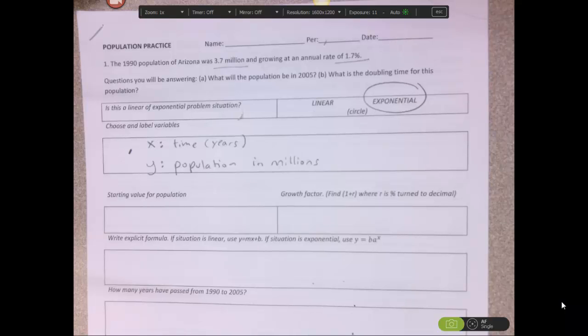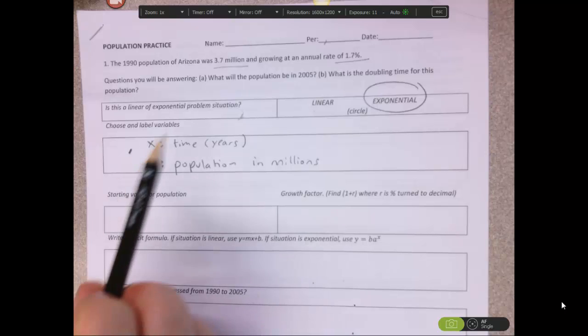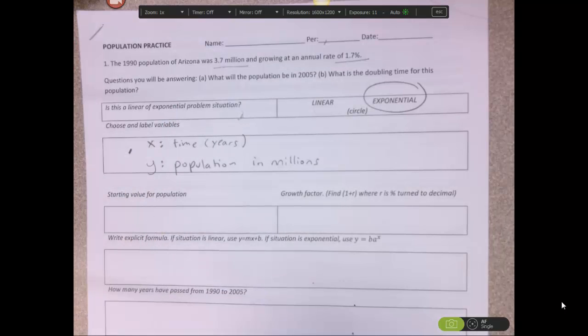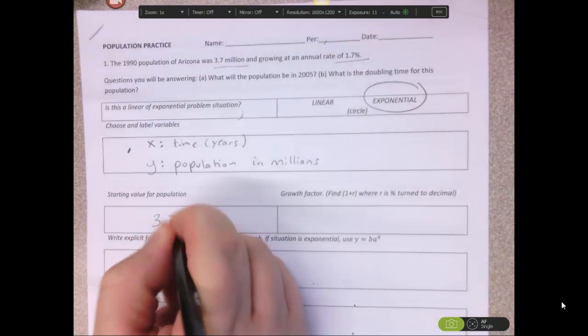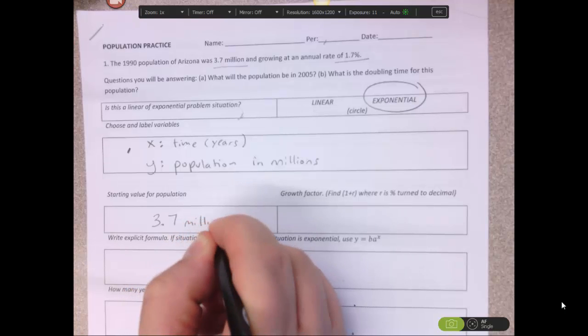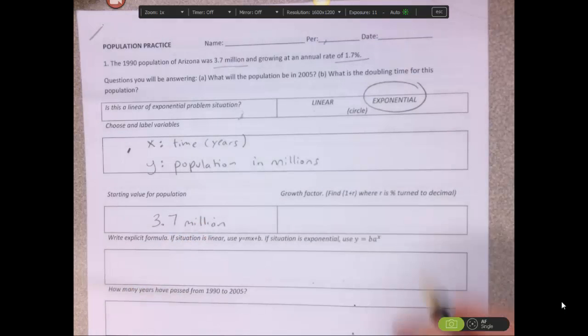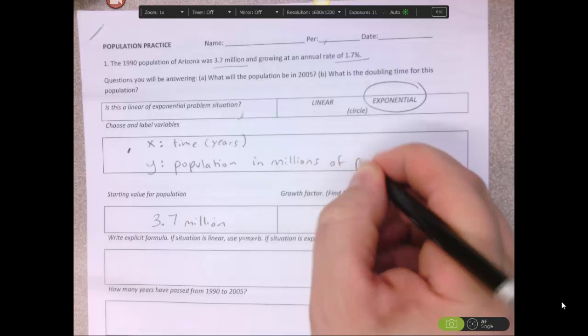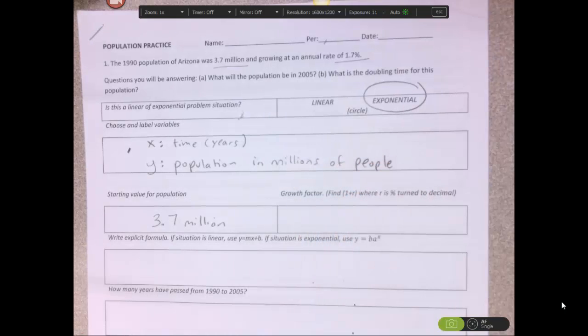Okay. All right, starting value for the population. Well, they gave us that it starts at 3.7 million, so I'm going to put that in. 3.7 million. We'll say millions of people, just to be even clear.